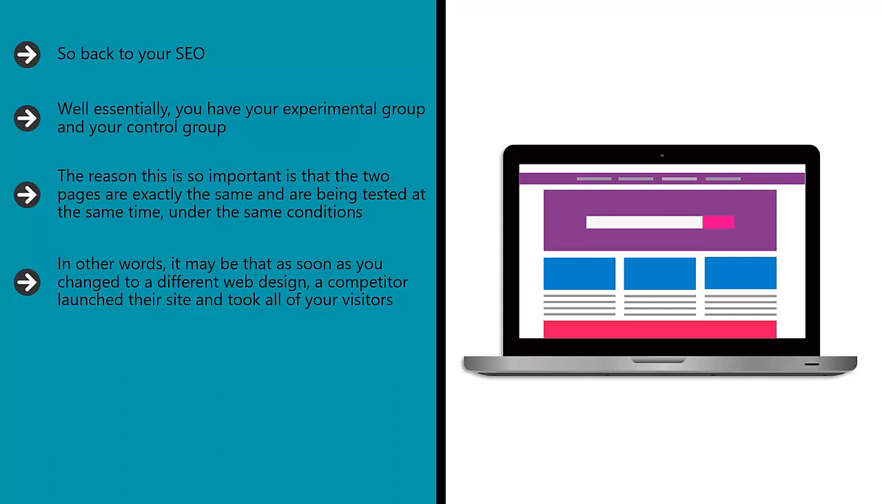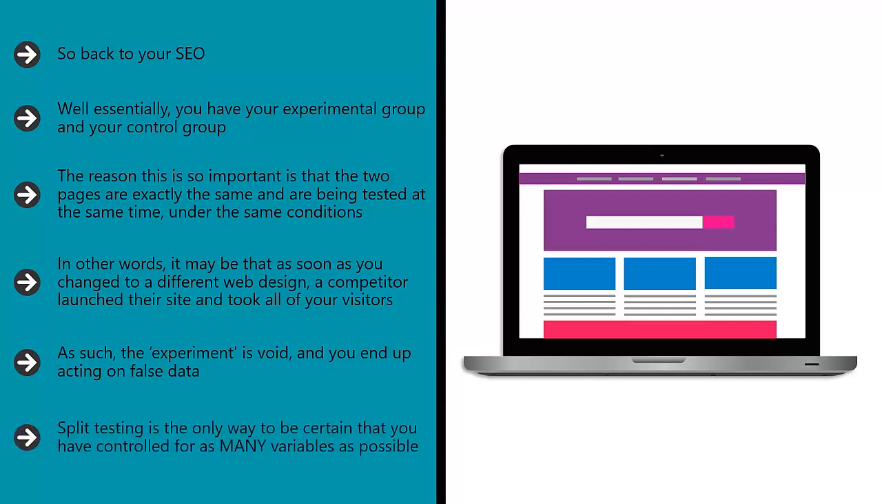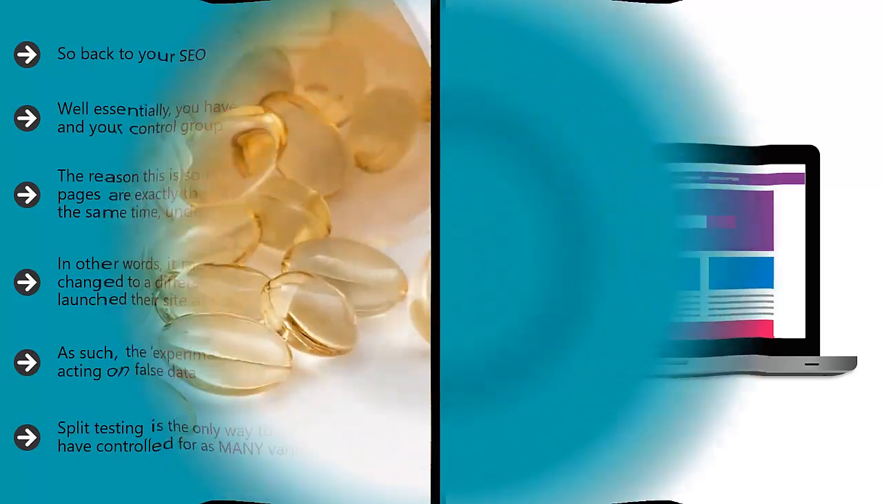The drop in traffic had nothing to do with your new web design, but you might not know this. As such, the experiment is void, and you end up acting on false data. Likewise, if you were to simply adopt some changes in your next article, you couldn't know for certain that any boost or drop in performance wasn't simply due to the content of that article being better or worse. Split testing is the only way to be certain that you have controlled for as many variables as possible.